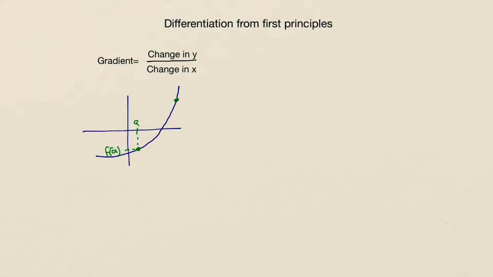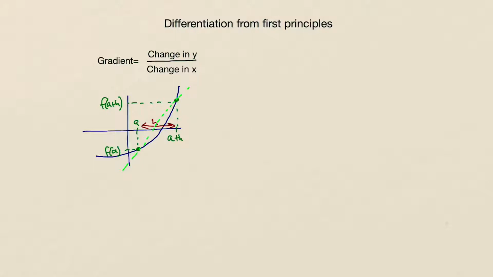say here, and call that a plus h, and f of a plus h, where h is just this section here, we can then take a line between these 2 points. That is a straight line.